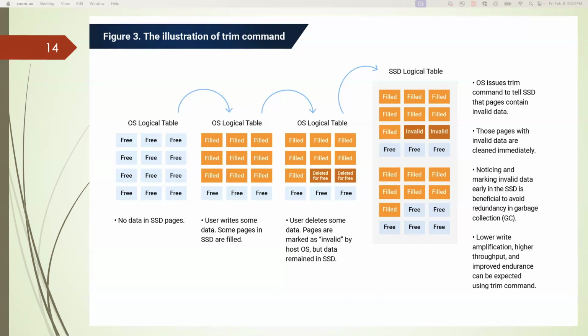The frequency will be set by the manufacturer of the drive. Maybe they set it to run the garbage collector every hour, or every 6 hours, and so on. Whenever the garbage collector runs, the data in the blocks marked invalid will be wiped out, and those blocks will be available for the OS again. They will be marked free again, and the user can write data in them.